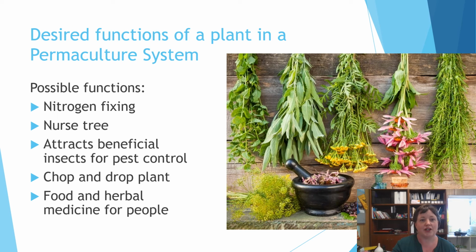In a permaculture garden, we use a lot of support plants to create a self-maintaining system that doesn't require much in the way of outside inputs. You might select plants to feed the soil, nitrogen fixing or chop and drop plants, plants that attract beneficial insects for pollination and pest control, or medicinal plants for herbal medicine.